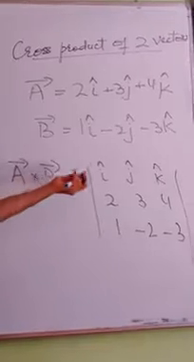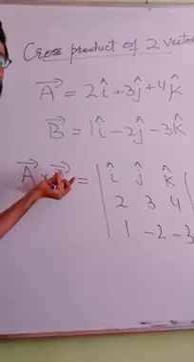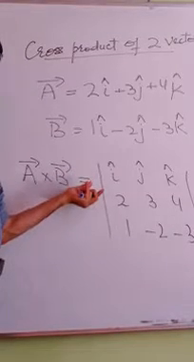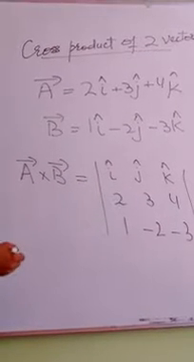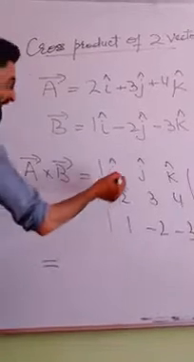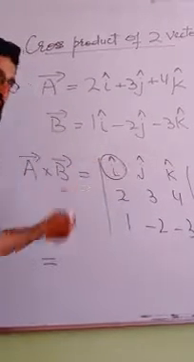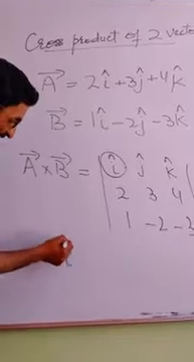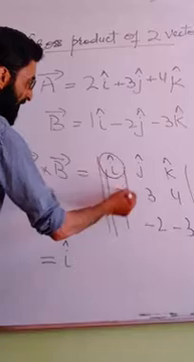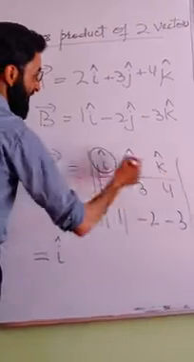Now we have to solve this determinant in order to find A cross B. How do we solve this? We write like this. It's equal to. First we will take i cap. After that we hide this column and we hide this row.